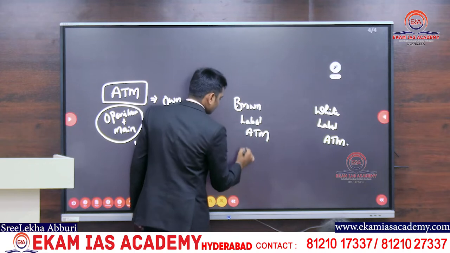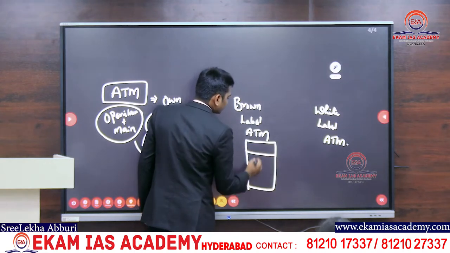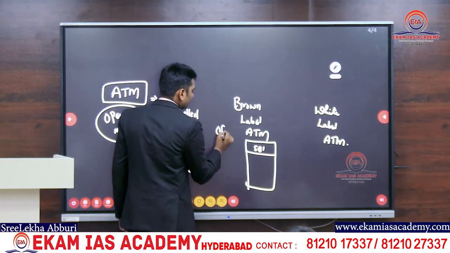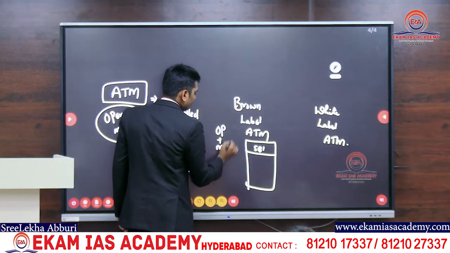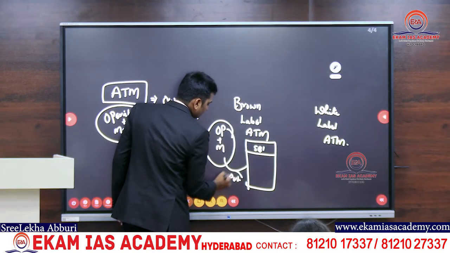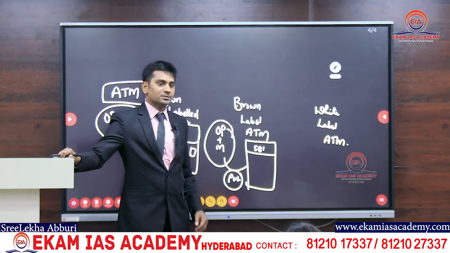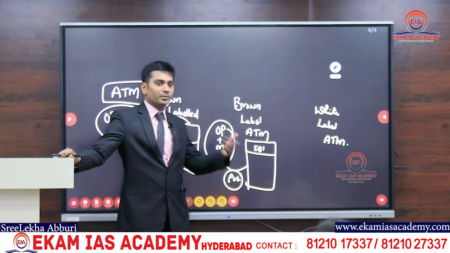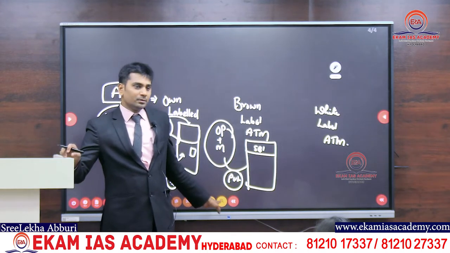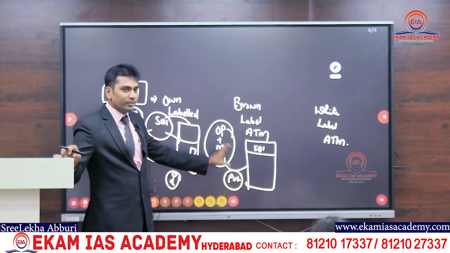Now, brown labeled ATMs are owned by the bank, but they are operated and maintained by private agencies. They give this service of operation and maintenance to external agencies, right? So these are brown label ATMs. Brown label ATMs are owned by the bank.